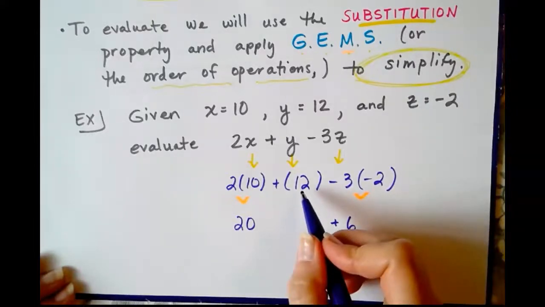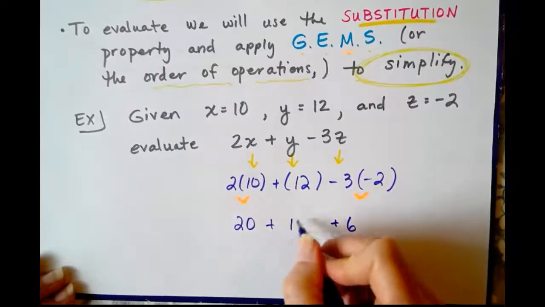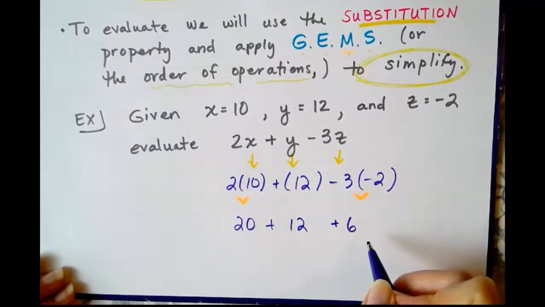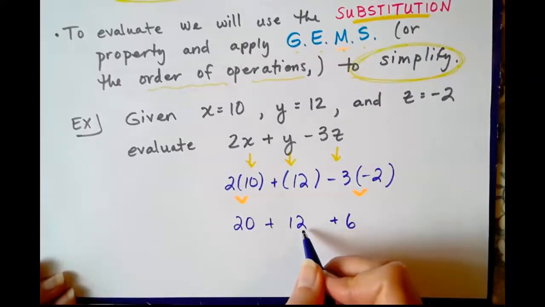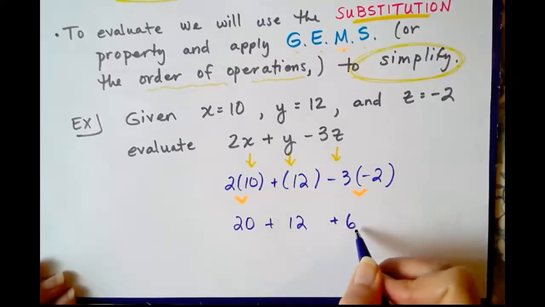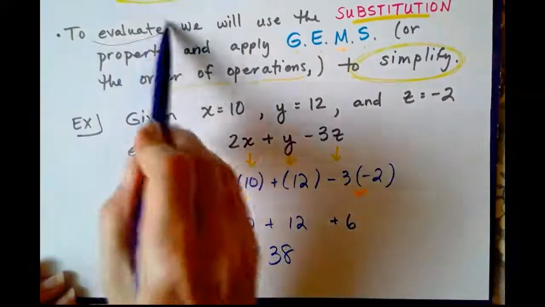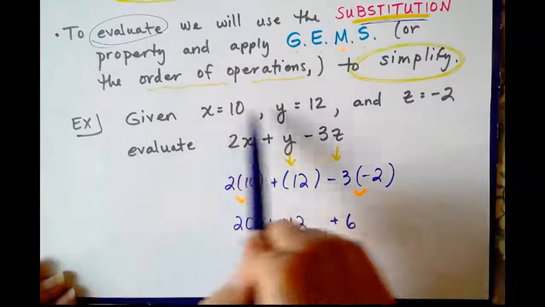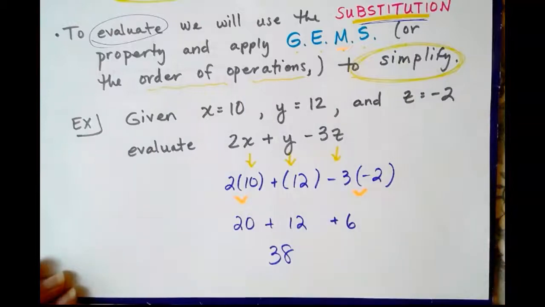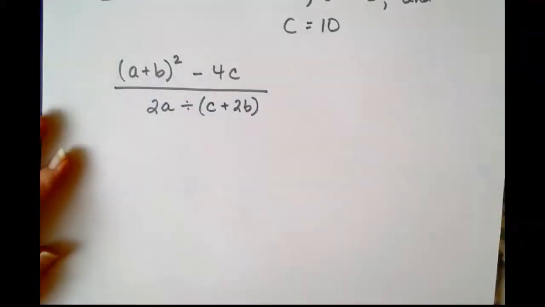Now, I did use parentheses here, but since there's really nothing in front, we can get them out of those parentheses. And now we've got straight addition all the way across. So 20 plus 12 is 32. 32 plus 6 is 38. We evaluated using the substituted values for the given variables, following order of operations. We always, always, always follow order of operations.